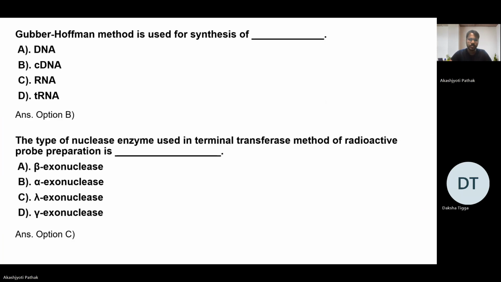Okay. So the Gubler-Hoffman method is used for the synthesis of what? It is used for the synthesis of cDNA. Then the type of nuclease enzyme used in the terminal transferase method of radioactive probe preparation is what? It is lambda exonuclease. For the radioactive method, first you treat it with lambda exonuclease. It will digest a segment of the 5' end of the DNA, and then you treat it with terminal transferase, so that the radio labeled dATP can be transferred to the DNA.